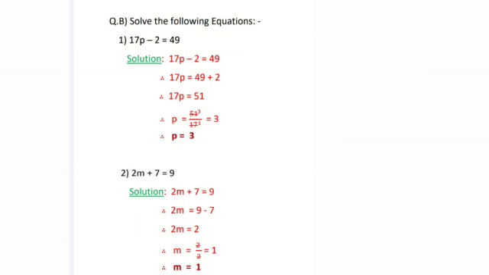Again 2m, that is multiplication. This 2, when it goes to right hand side, gets converted into division. Therefore m is equal to 2 upon 2. After cancellation the value of m is 1. Therefore m is equal to 1.